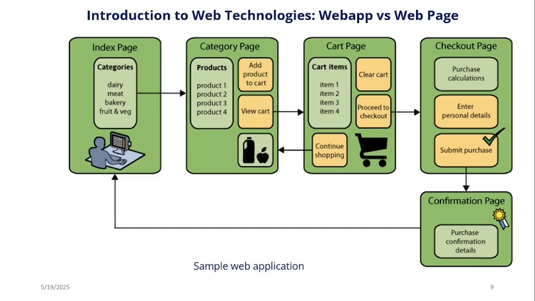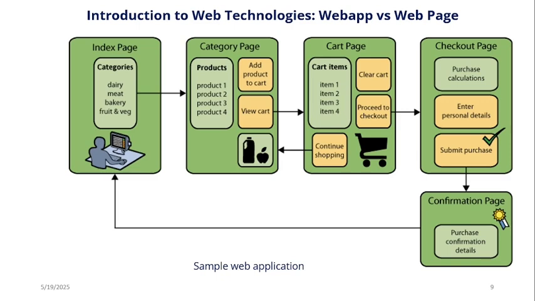Add them to your cart, view your cart, and then when you want to view your cart, it takes you to the cart page where you can perform some other activities. You can clear your cart, you can add an item to your cart, or you can go back and continue shopping, and you can proceed to checkout, and then it takes you again to the checkout page.